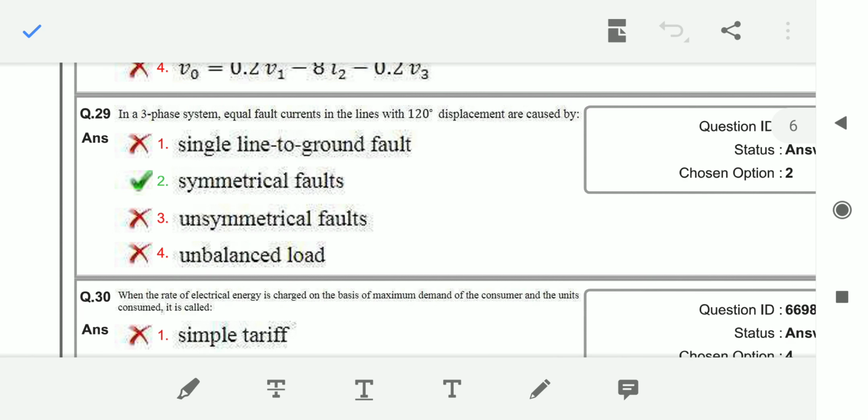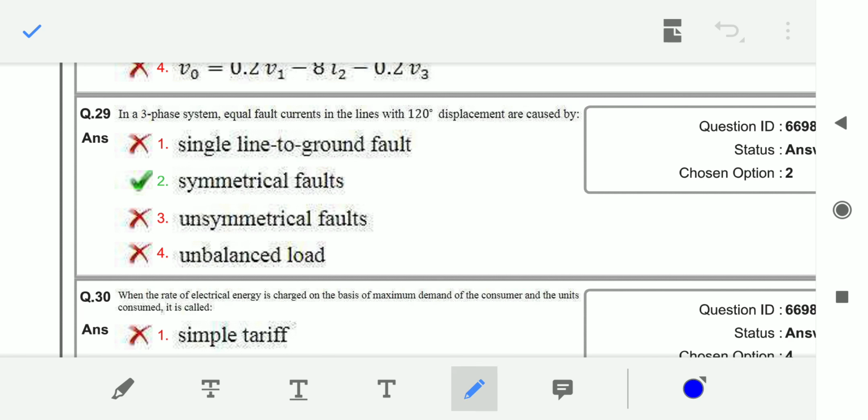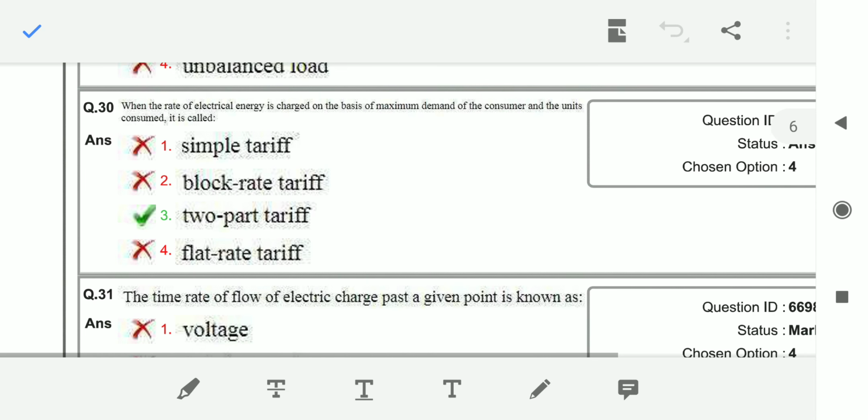Coming to question number 29: in a three-phase system, equal fault currents in the lines with 120 degrees displacement. That means each is displaced by 120 degrees, so they are symmetrical faults. Okay, next.